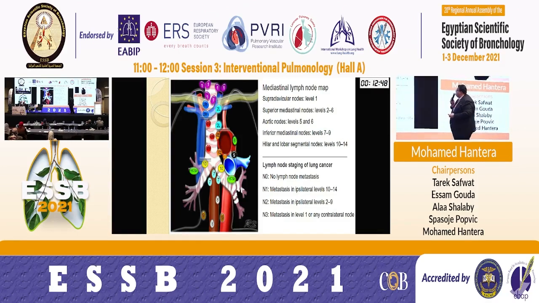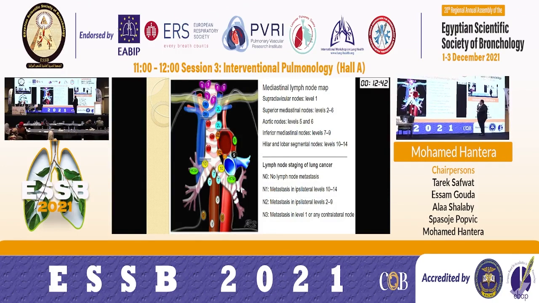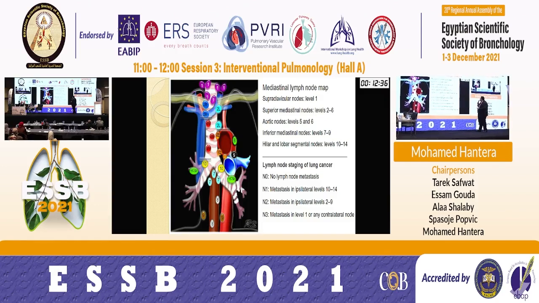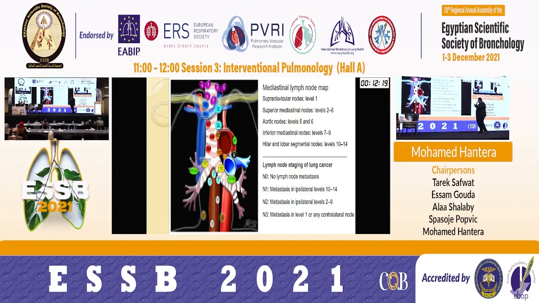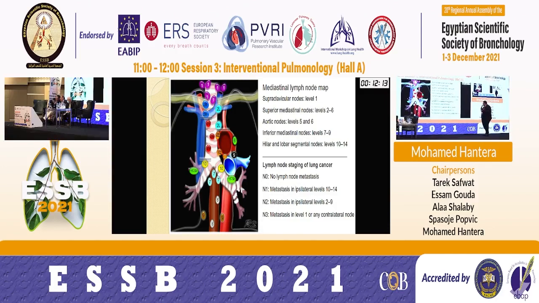So if we classify the lymph nodes again, I have the supraclavicular lymph node, which is level 1, and then superior mediastinal nodes from 2 to 6, and the aortic nodes, which are 5 and 6, and the inferior mediastinal nodes 7, 8, and 9, and then the hilar and lobar segmental nodes. And regarding the new TNM classification, if there is no nodal metastasis, it's N0. If I have metastasis in the ipsilateral level from 10 to 14, it's N1. If I have metastasis in the ipsilateral level from 2 to 9, it's N2, and lastly N3 is metastasis in level 1 or any contralateral node.